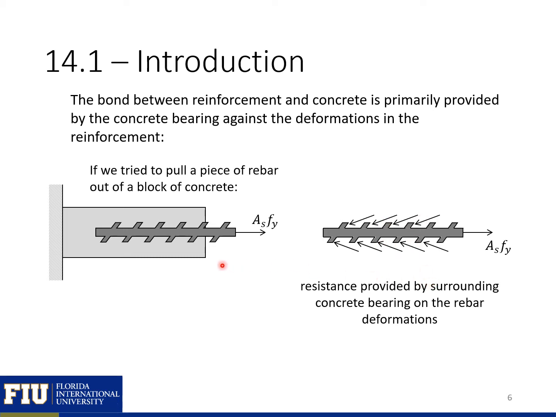So you can see a deformed bar would provide a much larger bond capacity than a smooth bar. So that's why all of the rebar that we use will have deformations on it to provide that bond between the concrete and the rebar.